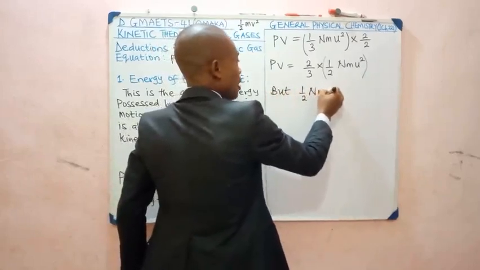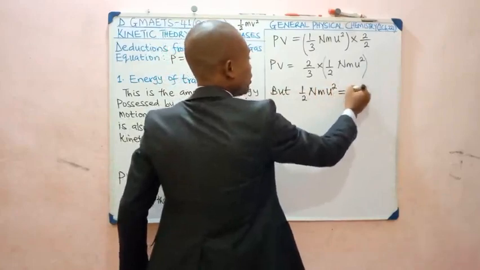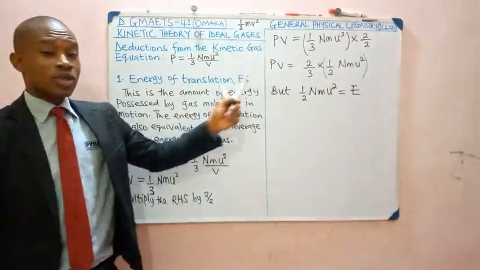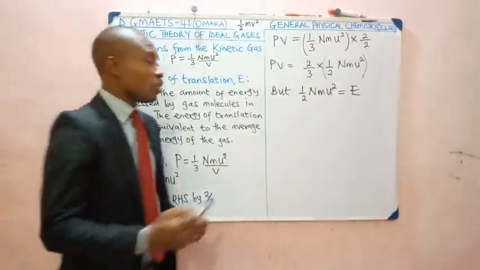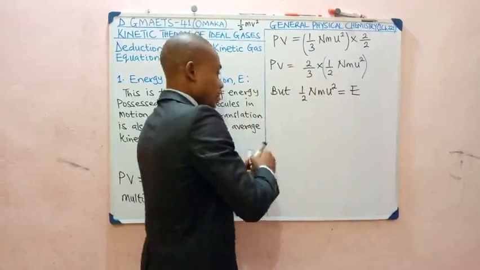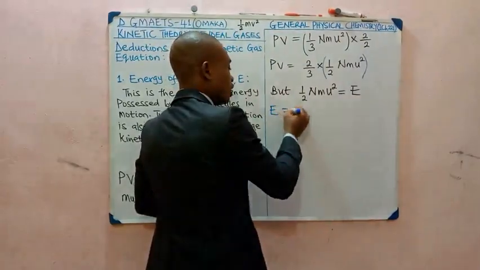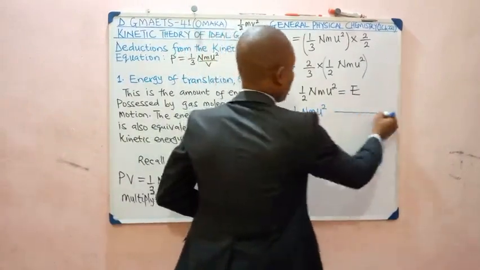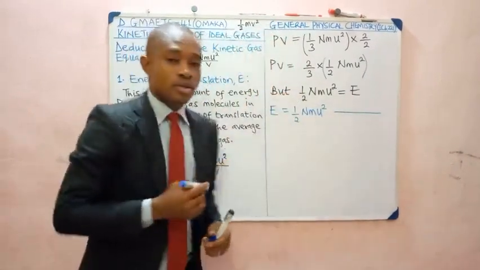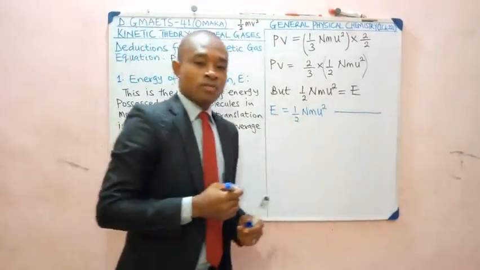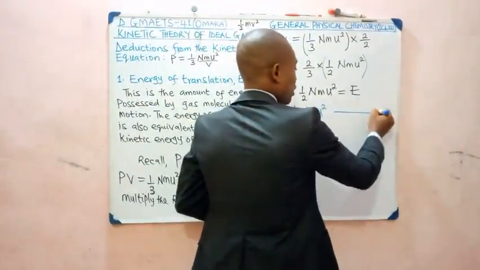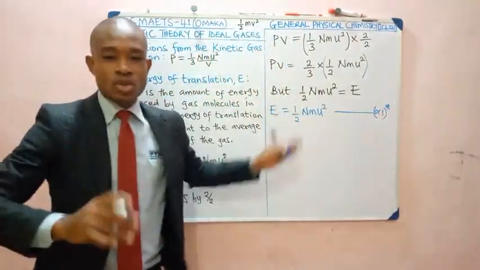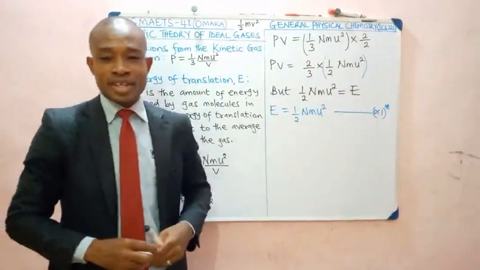The point is that 1/2 Nmu² is equal to E, where that E, I'm using it to represent the energy of translation, which is also equal to the average kinetic energy of the gases. Alright, so we are saying that the energy of translation E is 1/2 Nmu². So we'll take note of this equation. We're going to call this equation alpha 1 star. Because we got it from equation alpha, that's why I chose to label it like that. You can call that equation anything, it's your choice.